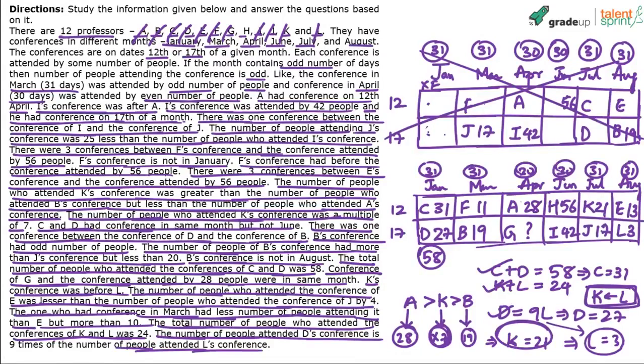See, we have underlined everything, right? Which means nothing has been missed. There is no data with respect to G. So this is the final arrangement.